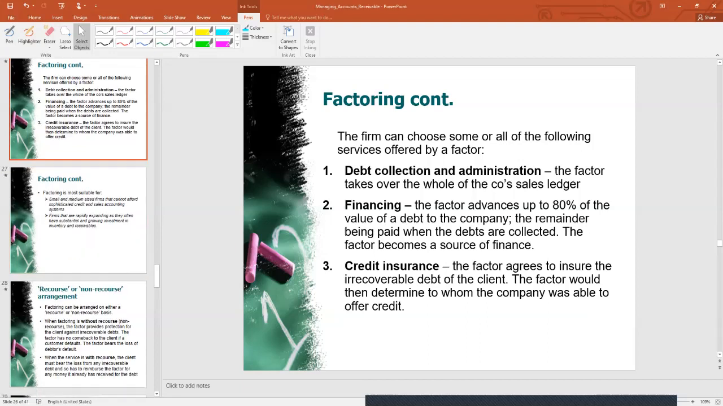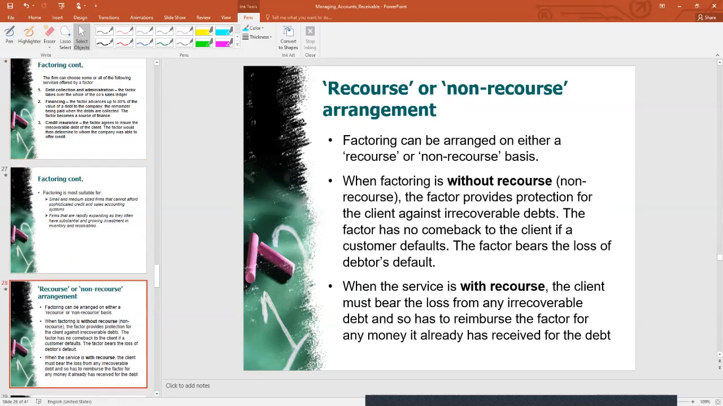Now, if the company takes up the insurance cover against the bad debtors, then we refer to it as a without recourse or non-recourse arrangement. Whatever term is used, essentially the company has taken up a cover against those bad debts, so if any of the company's customers become a bad debt, it is upon the factor to bear it. So as a company, in our books, we have zero bad debt expense.